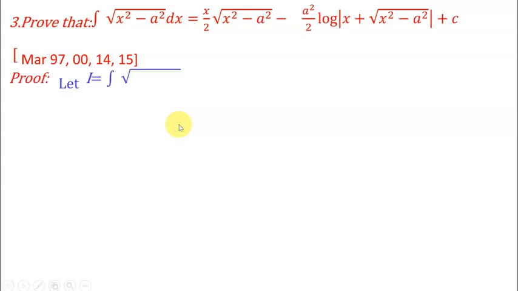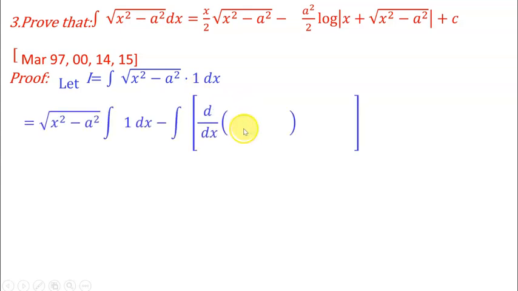Now proof: I is equal to integral of root of x square minus a square into 1 dx. Solve this example with the help of by parts. Here we take the first function as root of x square minus a square and the second function as 1. By parts: first function into integral of the second, minus integral of the derivative of the first function into integral of the second function, into dx.